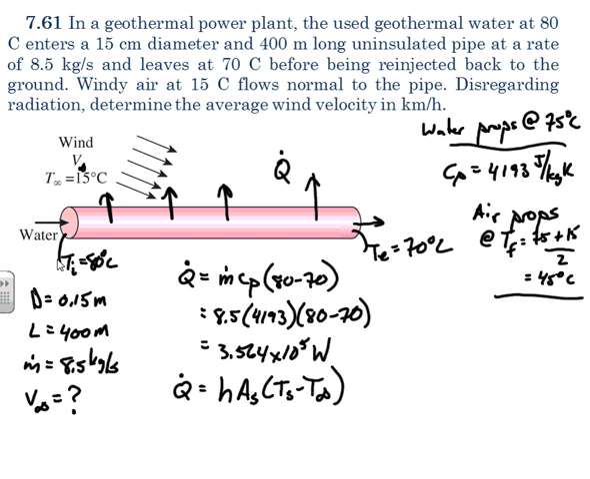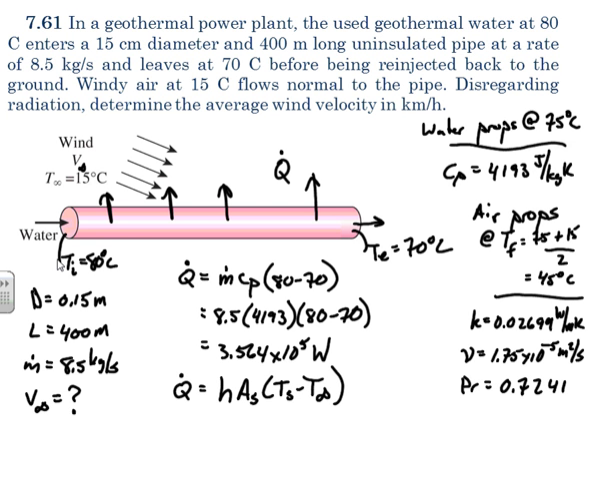Okay, so we look up the properties of air at 45 degrees C. We get the thermal conductivity, 0.02699 watts per meter Kelvin. We have kinematic viscosity, 1.75 times 10 to the minus 5 meters squared per second. And we have a Prandtl number equivalent to 0.7241. All right, so now we have all my properties.